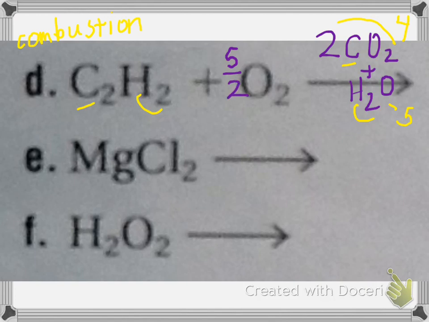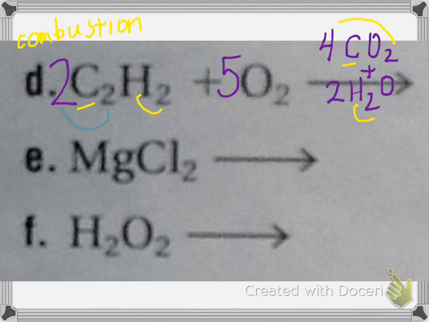And then I'm going to come through and multiply all my coefficients. So I didn't have a coefficient in front of C2H2, so it just becomes a coefficient of 2 because 1 times 2 is 2. 5 halves is going to become 5. My 2 is going to become a 4. And my coefficient in front of water that was nothing, which is 1, is going to become a 2. So I think I'm balanced. I'm going to check.